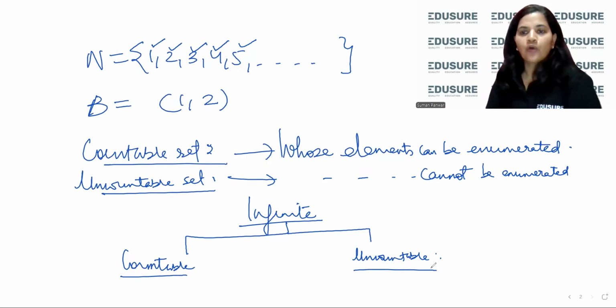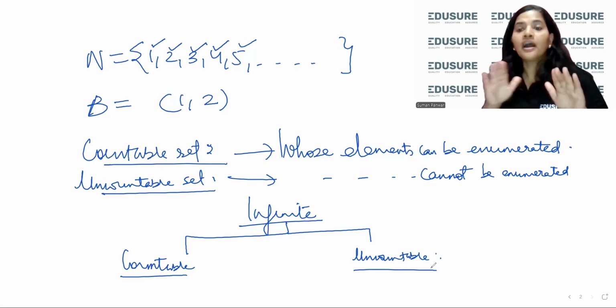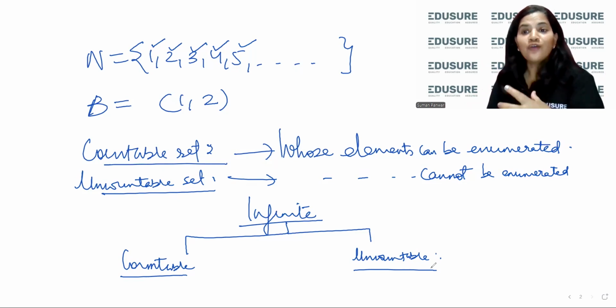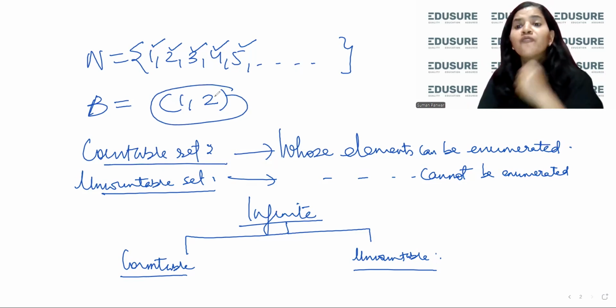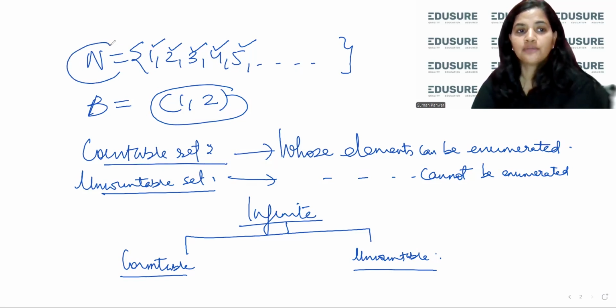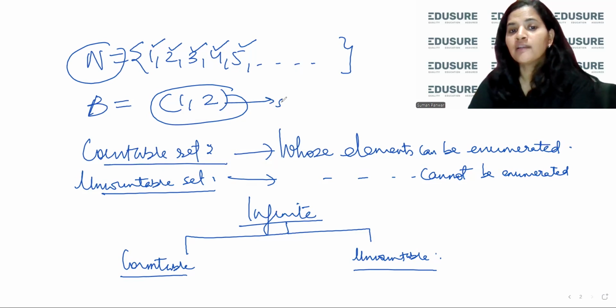All the finite sets are countable because they are finite, so we can count them. So there is no question over there. But infinite sets are divided into two categories, countable and uncountable. An uncountable set is always bigger than a countably infinite set. You can see that this particular interval 1, 2 is going to have more elements than the set of natural numbers. That is the beauty of mathematics. This looks so small and still it is bigger.